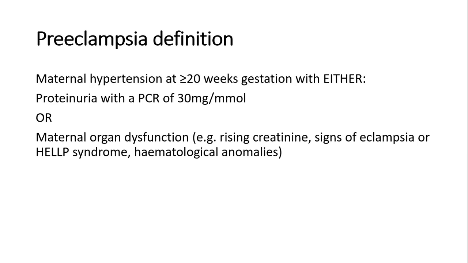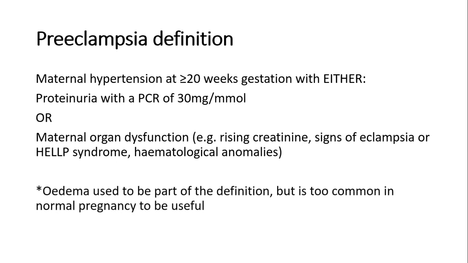It's worth mentioning that some definitions will say new onset maternal hypertension at 20 weeks gestation or later. The problem with this is it excludes women who had chronic hypertension before they got pregnant, and that's actually a cohort that's at increased risk of preeclampsia, so it doesn't seem wise to exclude them. It's also worth mentioning that edema used to be part of the definition for preeclampsia and is a symptom, but it's too common in normal pregnancy to be very useful in diagnosing it.